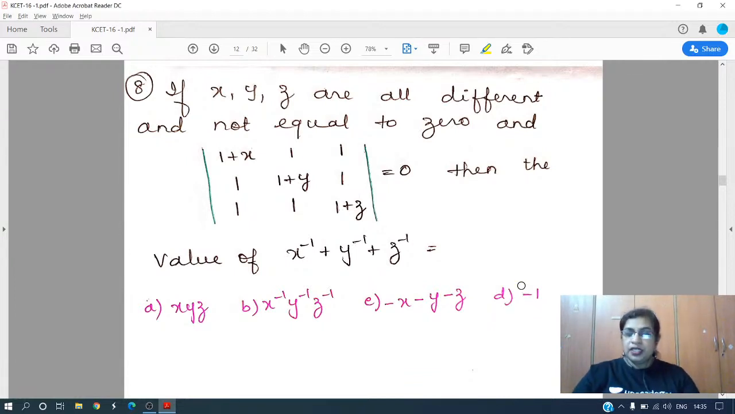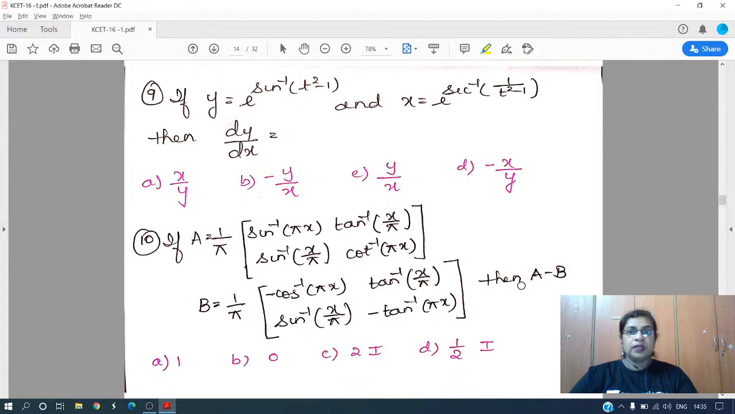Let us move on to the next question. If I have y is equal to e to the power sine inverse t square minus 1 and x is equal to e to the power secant inverse of 1 by t square minus 1. As you look at y and x, they are separate. The question asked is dy by dx. What type of differentiation is this? What comes to your mind? Parametric differentiation, isn't it? Yes.